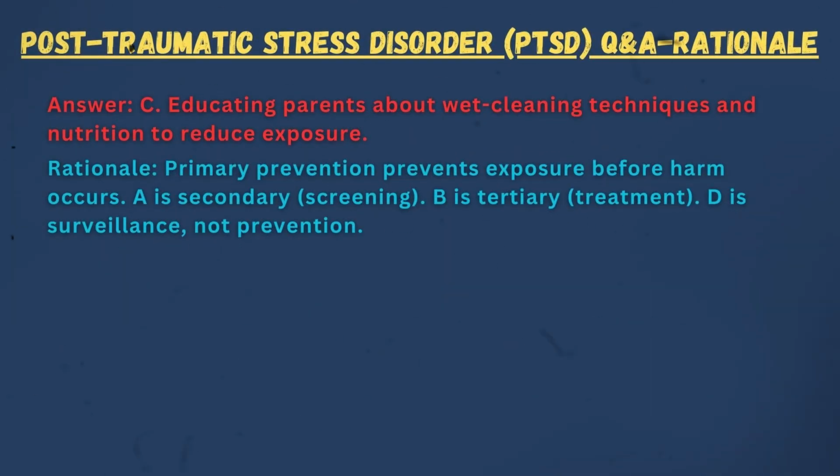Answer: C. Educating parents about wet cleaning techniques and nutrition to reduce exposure. Rationale: primary prevention prevents exposure before harm occurs. A is secondary, screening. B is tertiary, treatment. D is surveillance, not prevention.